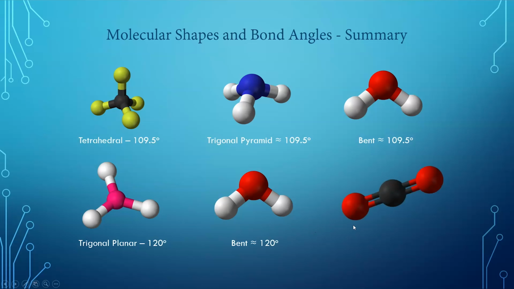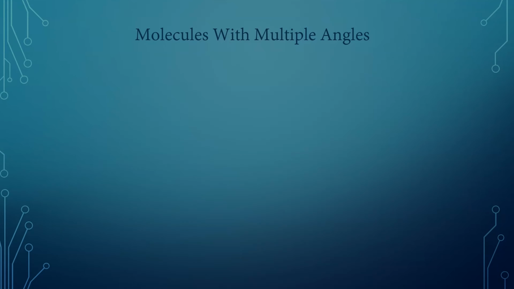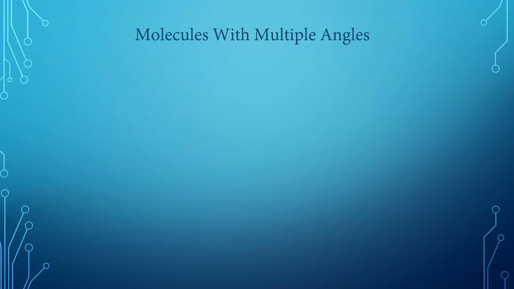And finally, the one we just talked about, carbon dioxide, with only 2 groups, we have a linear molecule, and the bond angle will be 180 degrees. The molecules we've been looking at so far have been fairly simple because they only have 1 angle. But it is possible for molecules to have more than 1 angle. In fact, they can have all 3, the 109.5, the 120, and the 180. So let's take a look at those first 2 structures we drew at the beginning.